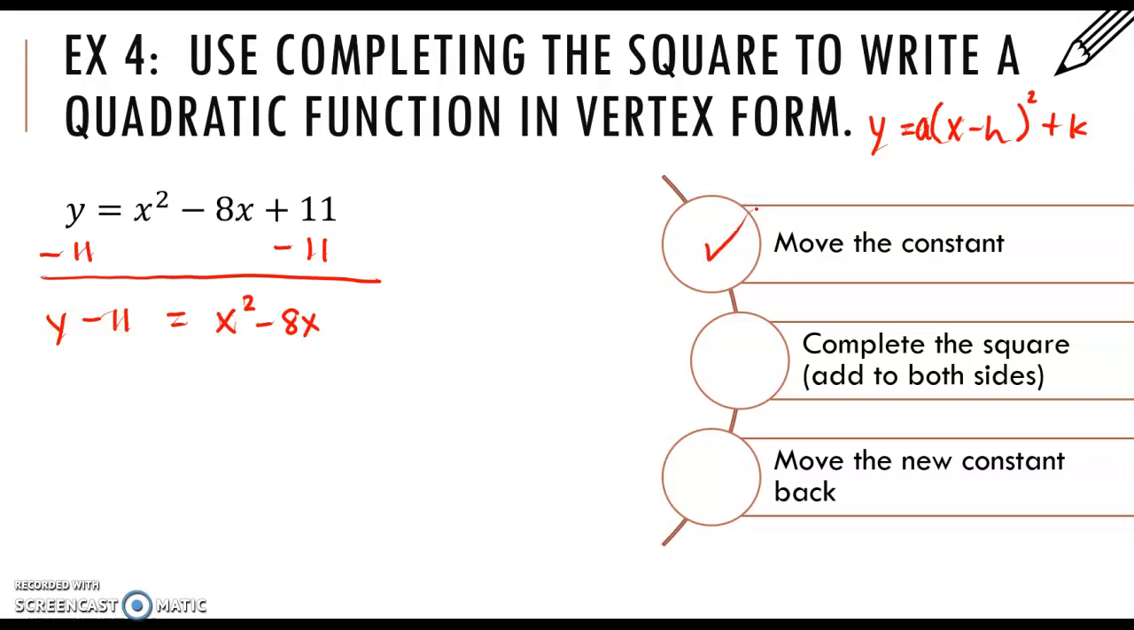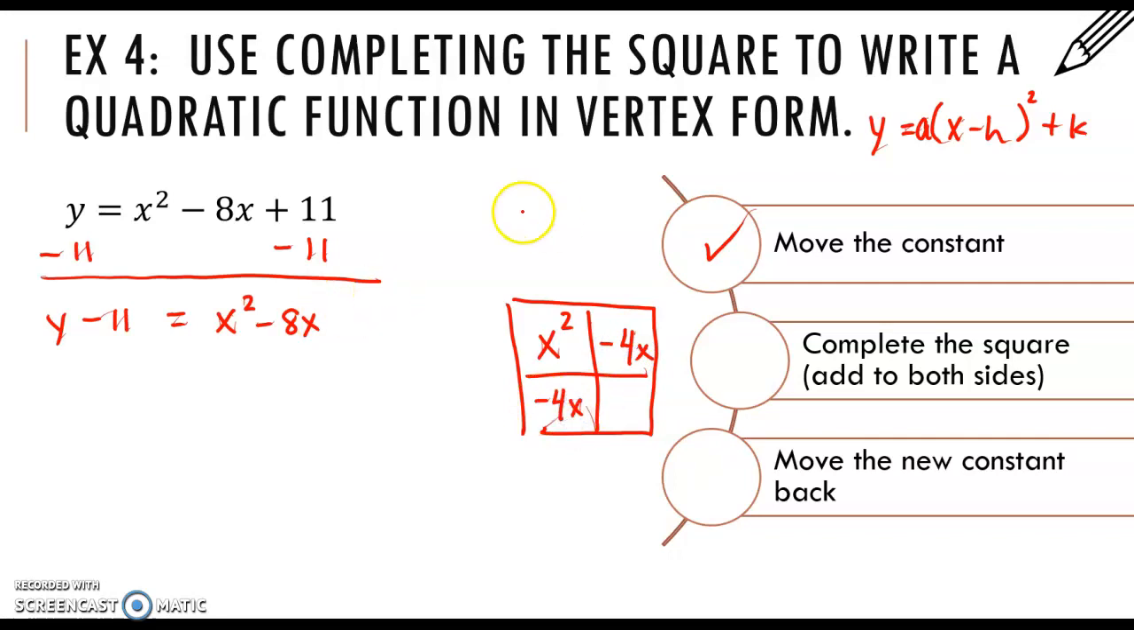Okay. Next thing we're going to do is complete the square. So I'm looking at x squared minus 8x. I'm going to go ahead and make my box. The x squared will go here. I want that negative 8x to be divided evenly between these two boxes, so it would be negative 4x and negative 4x. We always divide that negative 8 by 2 to figure out what goes there.